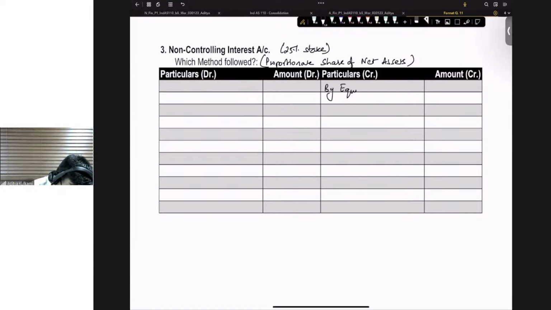Equity share capital of Orange County, 2000 into 25%. So that gives you 500. So that is done. We shall then move on to the next step. That is fair value adjustments.